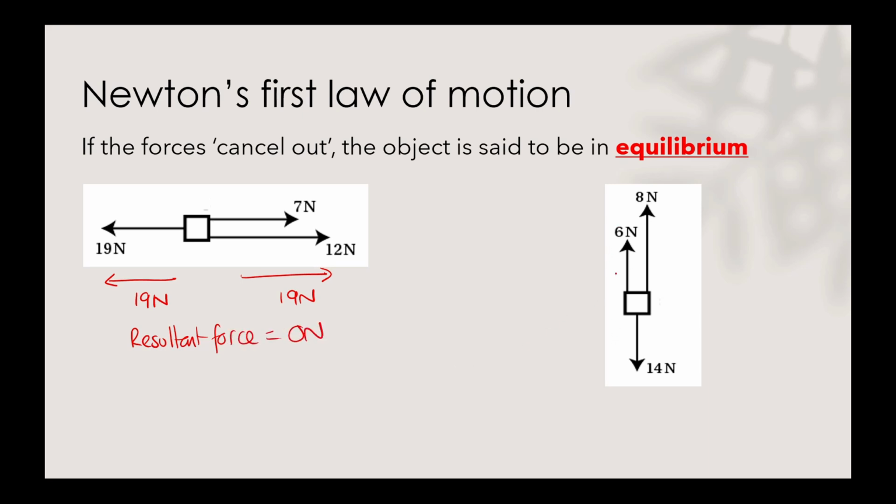And likewise for the vertical motion, we've got a total of 14 newtons going up and 14 newtons down. So then the resultant force is going to be 0 newtons. One of the common questions that get asked is either you are asked to show that the resultant force is in equilibrium, or to find out what one of the forces is after being told that the situation or the object is in equilibrium.